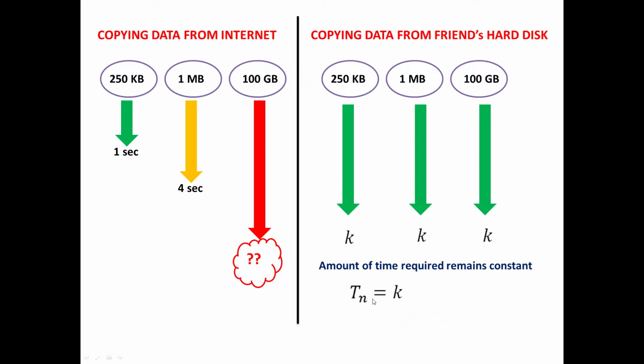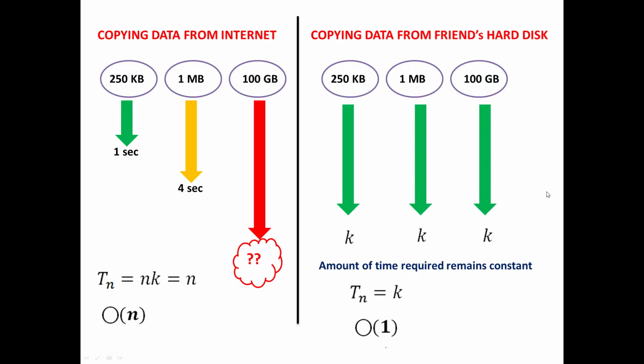That means T, the time required by the algorithm, is K. But in the first case, as your input increases, the time required by your algorithm also increases, so you can denote it as n times K. If your input increases n times, then your time requirement also increases n times. So the second case is denoted as big O of 1, a constant function, and the first case would be big O of n.